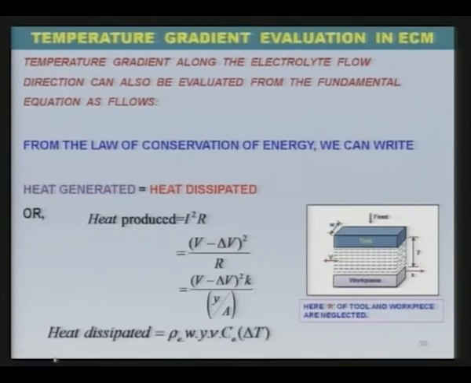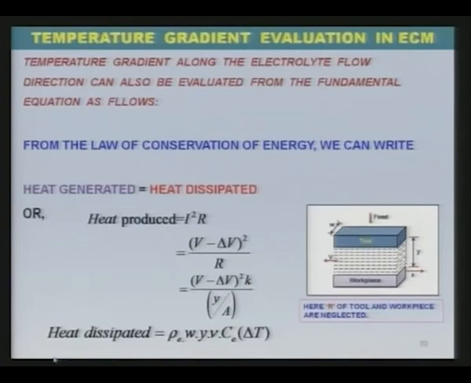Now, heat dissipated we have calculated earlier also, that is rho E W y V C E delta T, where W is the width of the path through which the electrolyte is flowing, y is the gap, and V is the velocity of the electrolyte, that is given in terms of centimeter per second or meter per second. C is the specific heat and delta T is the change in temperature. From which we can calculate the heat dissipated. Now, note here that we are not considering any heat going to the tool, any heat going to the workpiece by conduction, or any heat loss due to radiation.